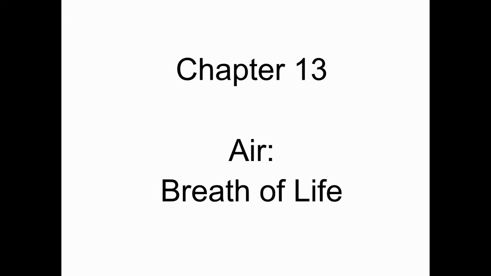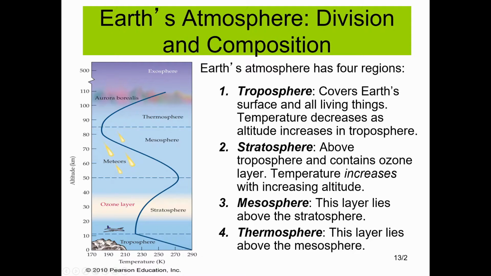Welcome. In this video, we will cover the content for Chapter 13, which will be the chemistry of the air. Earth's atmosphere can be divided up into the four major regions. The region that's closest to Earth is the troposphere. This is the layer of the atmosphere that covers Earth's surface and includes all living things.